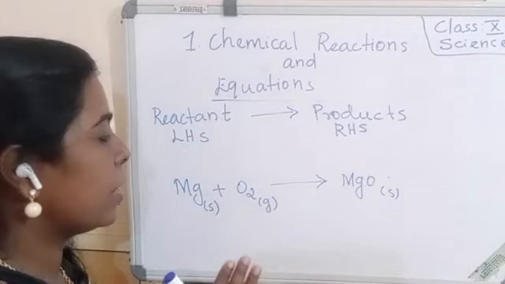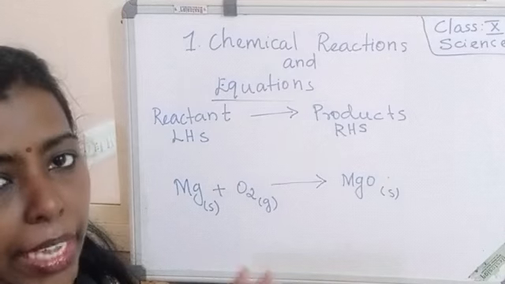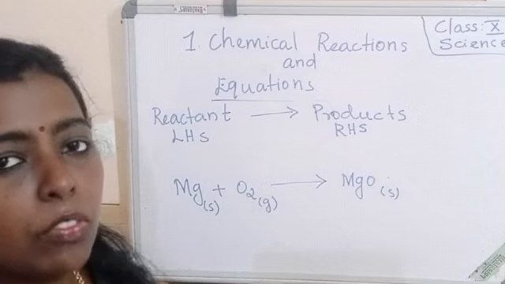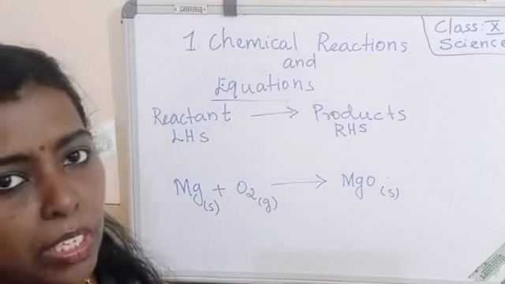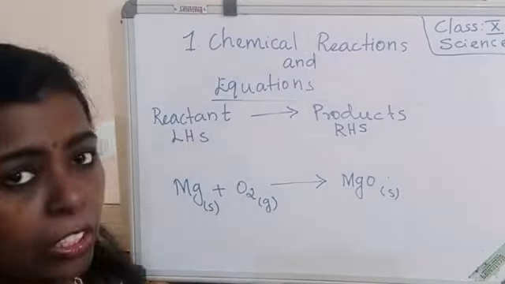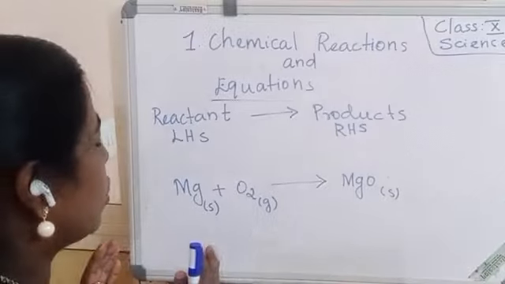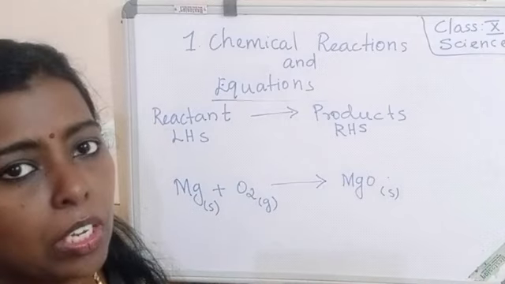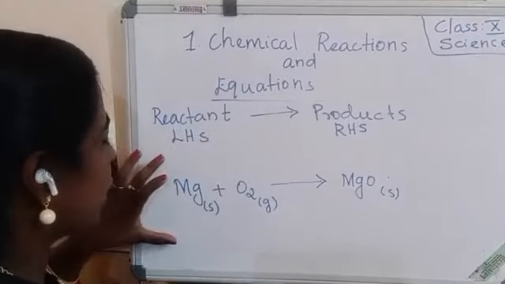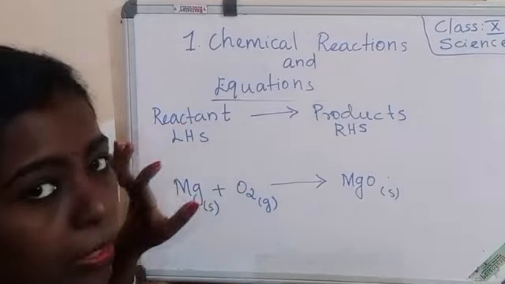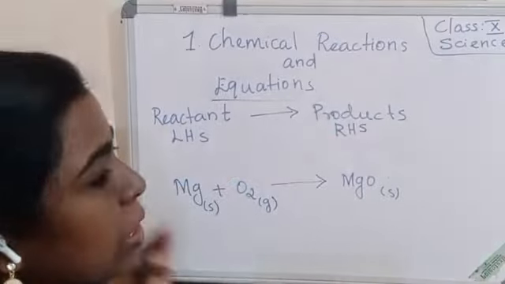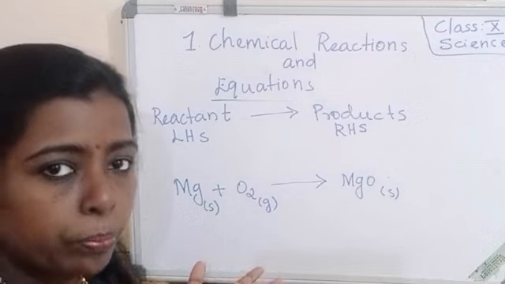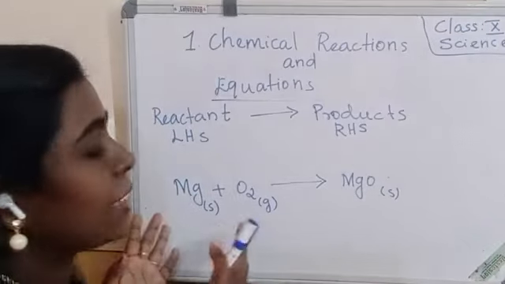Then we should mention the physical states of our reactants and products, and in some cases special conditions are involved, such as temperature, pressure and catalyst. Then one important thing is we should know whether our equation is a balanced equation or an unbalanced equation. See, magnesium burns with oxygen to form magnesium oxide. Is this reaction a balanced equation or an unbalanced equation? This is an unbalanced equation.